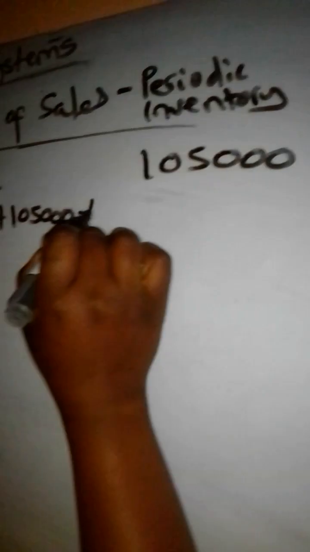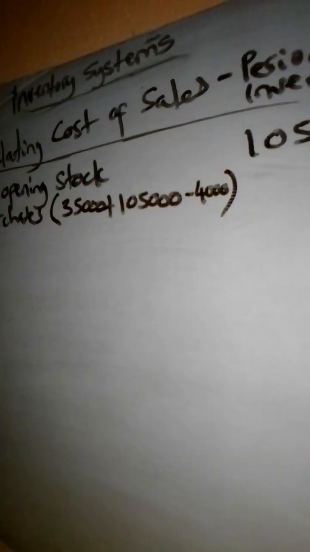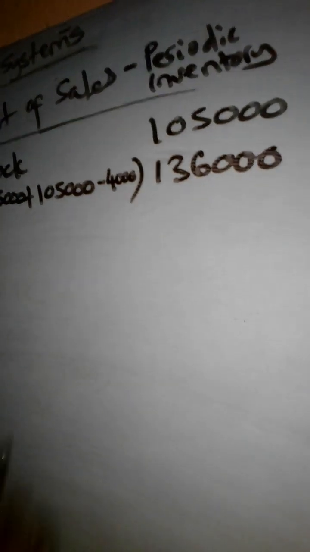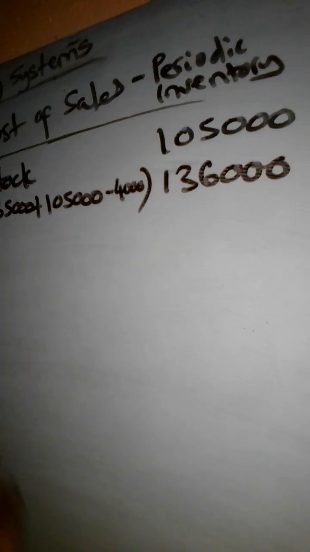Do we have any returns? Let's go to the question and see. On the 14th, returned merchandise to Mohasho wholesalers, cost price 4,000. So we're going to say minus 4,000. So 35,000 plus 105,000 minus 4,000, I'm sure I'll remain with something like 136,000. So 136,000 are our purchases.